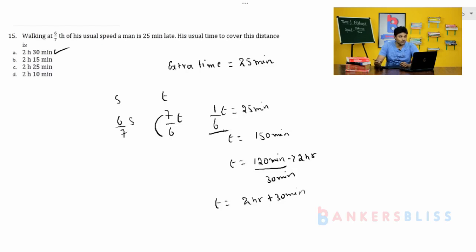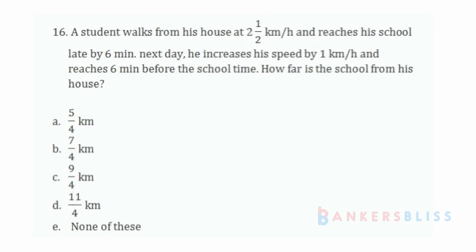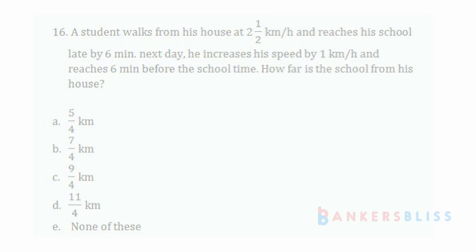Okay, so let's move on to the next problem, problem number 16. A student walks from his house at 2 km/h and reaches his school late by 6 minutes. Next day he increases his speed by 1 km/h and reaches 6 minutes before the school time. We have two cases. In the first case 6 minutes late, and in the second case 6 minutes before the school time, meaning 6 minutes early. How far is the school from his house? Means we have to calculate the distance between school and house.